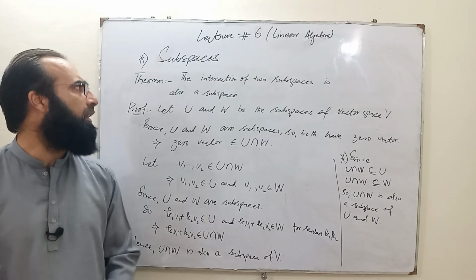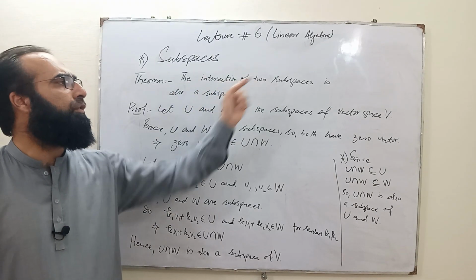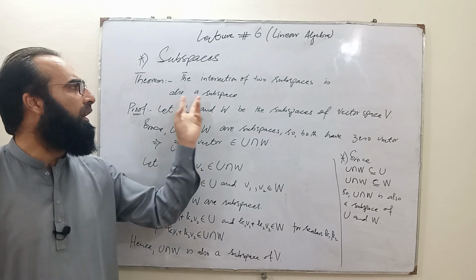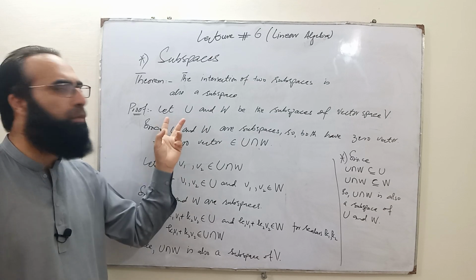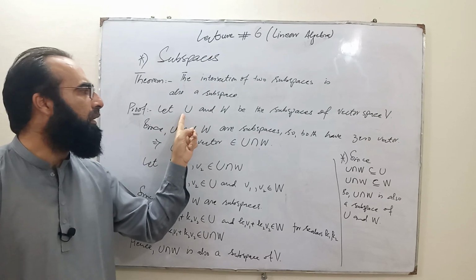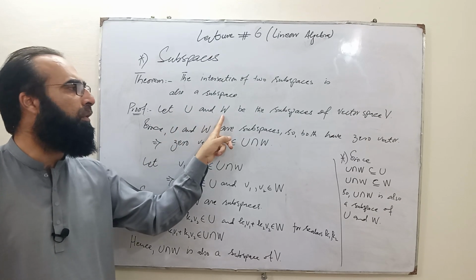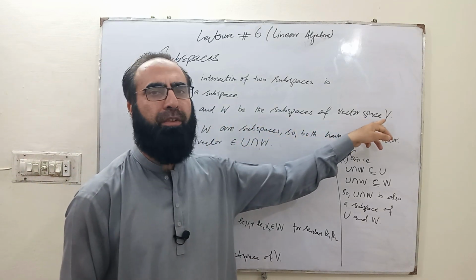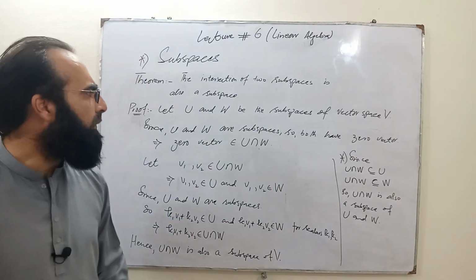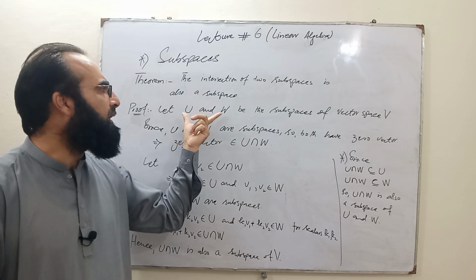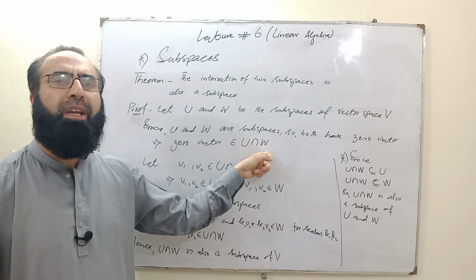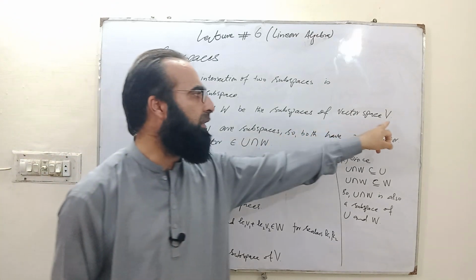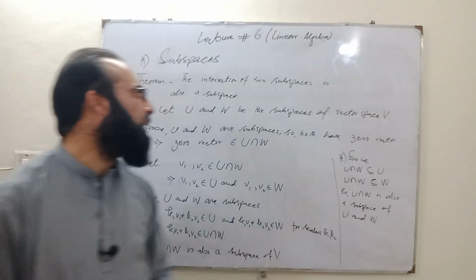Here we have a result. The intersection of two subspaces is also a subspace. To show this result, let us consider we have two subspaces represented by U and W of vector space V, and we have to show their intersection, U intersection W, is also a subspace of this vector space V.